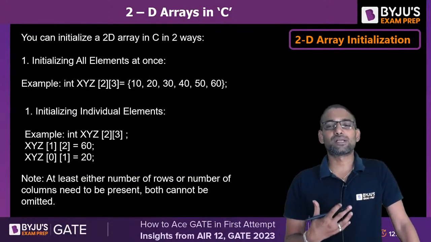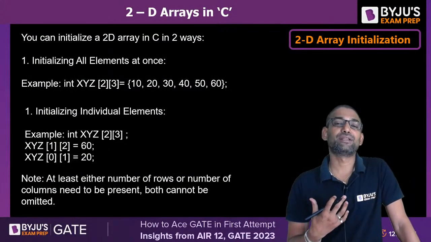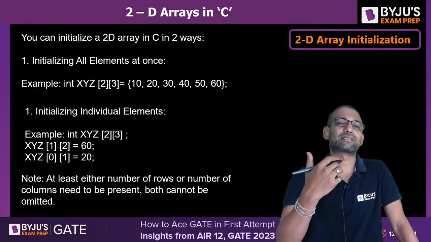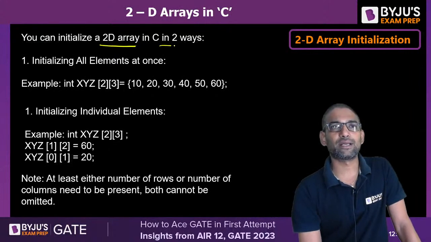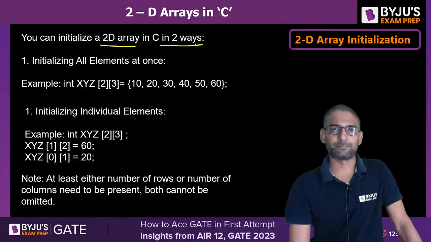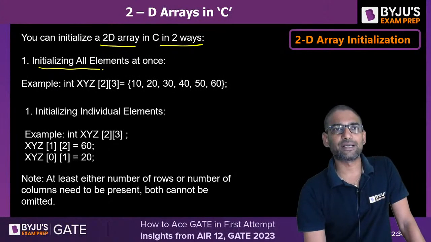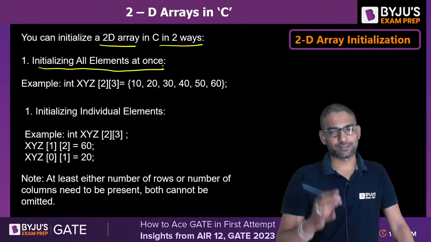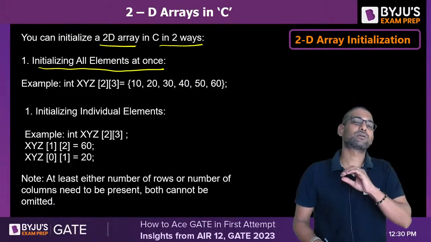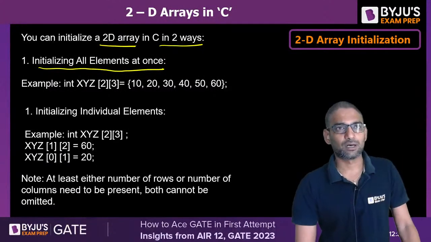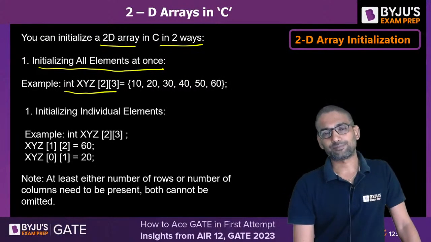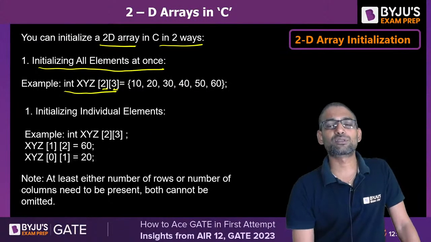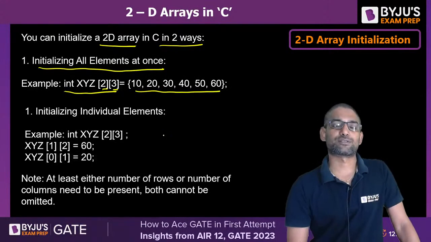Now, how to initialize the 2D array? How I can initialize? Initializing means how I can assign the values. You can initialize 2D array in two ways, even 1D array or 2D array. How? You can initialize all elements at once. You want to give all the values in one attempt, you can give. While creating an array, there itself you can give. See here, I have 2 rows, 3 columns, that means total 6 elements. So I am giving total 6 values at once.